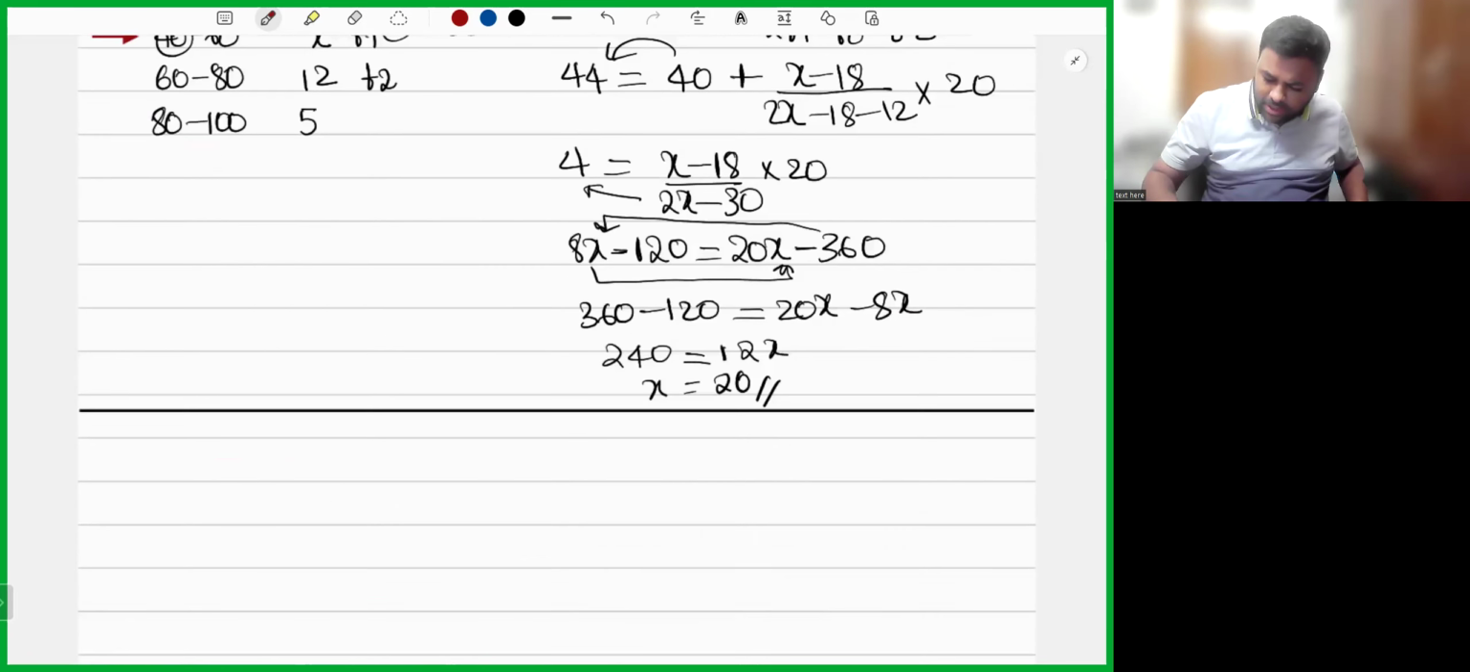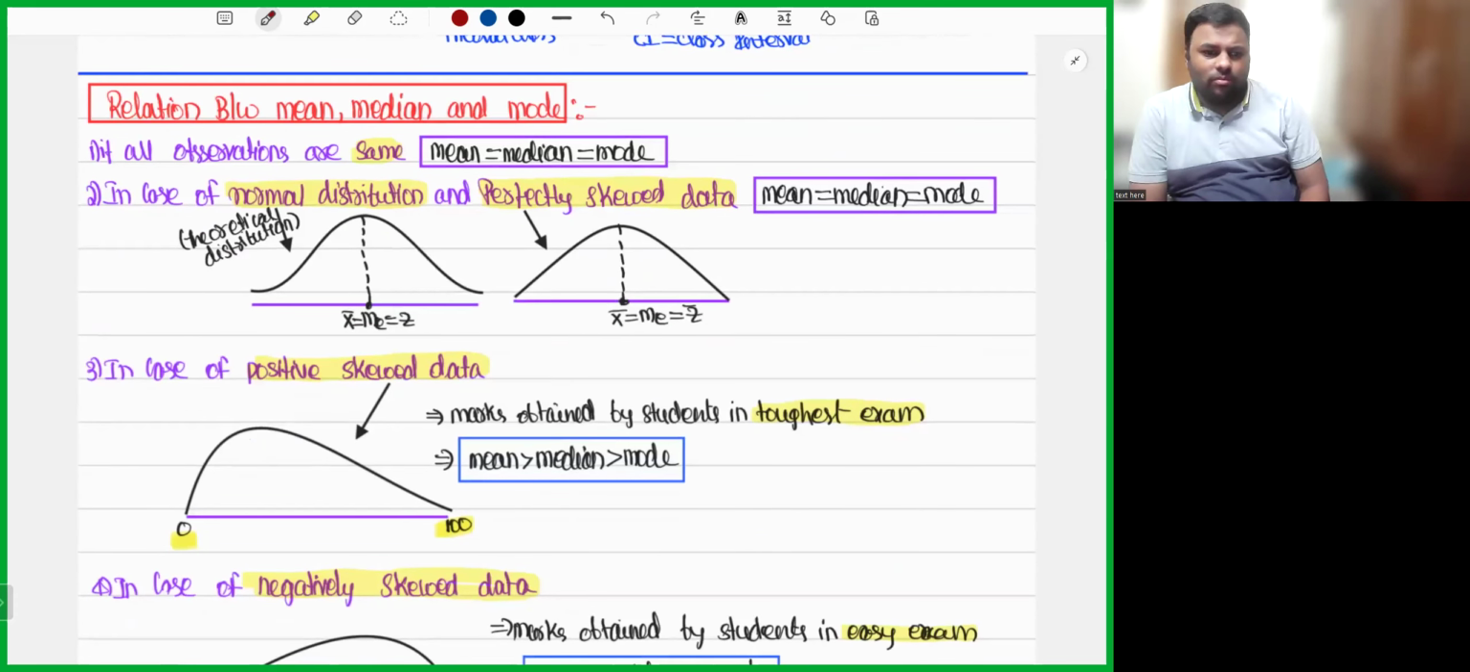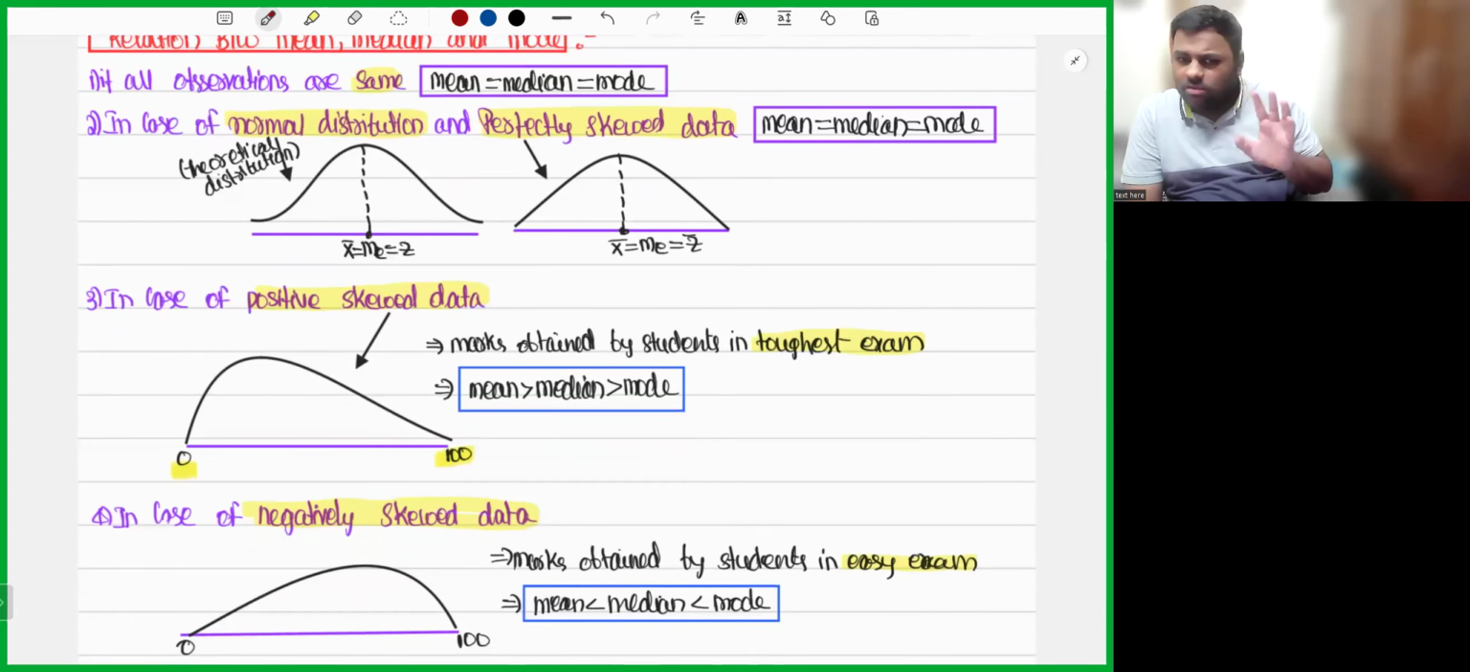So, central tendency is completed. There is one thing you need to know: the relationship between mean, median and mode. First, if all observations are the same, mean, median, mode, everything will remain the same. Next, in case of normal distribution, which we'll learn in theoretical distribution, mean, median, mode, all the 3 will remain the same. The data looks like a bell-shaped curve. X bar is equal to median is equal to mode.